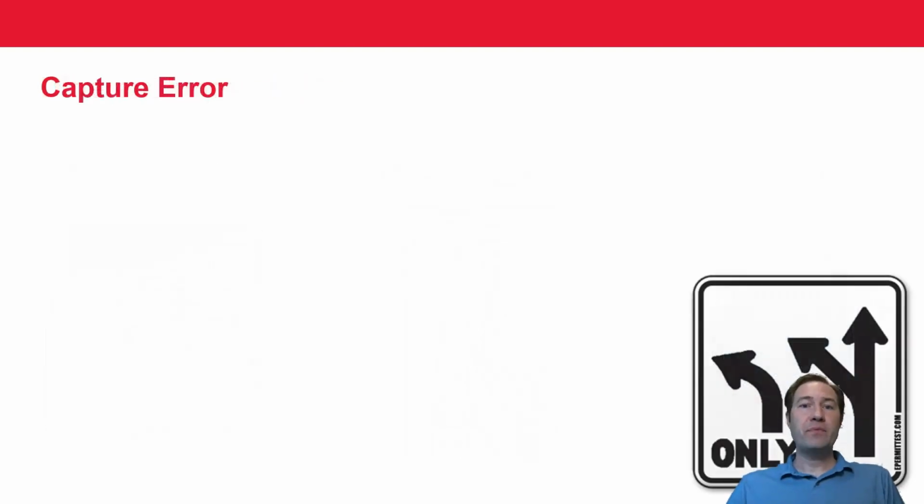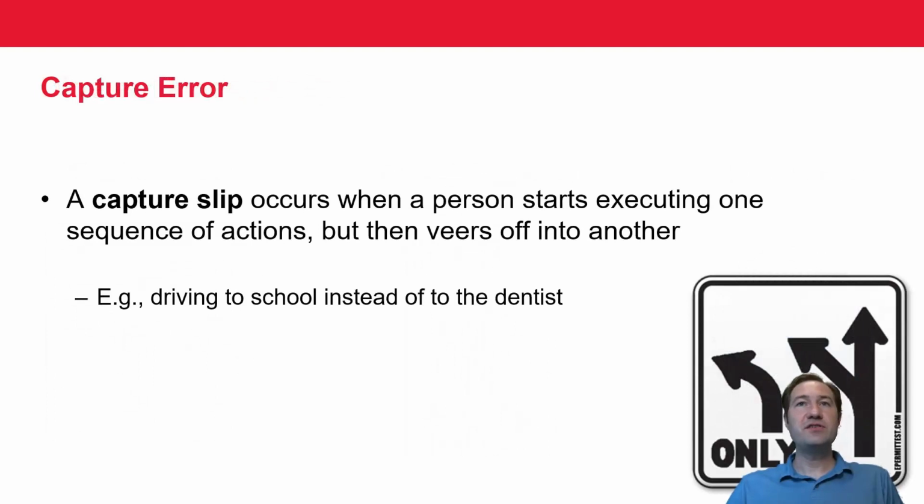A capture error is one that occurs when a person starts to do some action or sequence of actions and then sort of veers off into another direction. This slip is often a cognitive type of thing where you start to do something, like maybe try to drive to school, or I'm sorry, let me fix that example. If you start to do something like, say, drive to the dentist, and then just kind of go into a pattern where you accidentally end up driving to school or home instead, that is a capture error, as we would describe it.